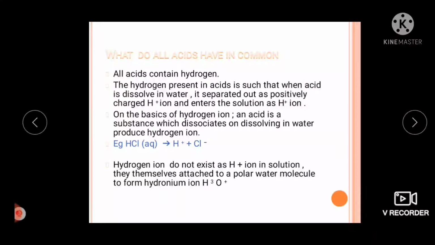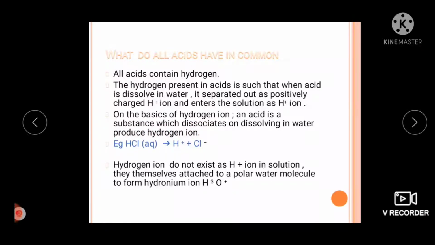Then the hydrogen present in acids is such that when the acid is dissolved in water, it is separated out as a positively charged H+ ion and enters the solution as an H+ ion. We can now define an acid on the basis of hydrogen ion: an acid is a substance which dissociates or ionizes on dissolving in water to produce hydrogen ions.